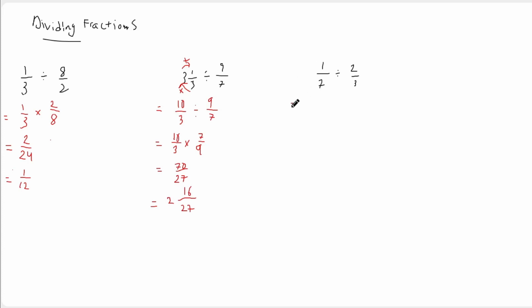Here I have 1 over 7 divided by 2 over 3. I'm going to keep this the same, 1 over 7, and then turn this into multiplication. It becomes 3 over 2. Now I'm going to multiply that. 1 times 3 is 3, and 7 times 2 is 14. So 3 over 14. Now we can see if we can simplify this further.